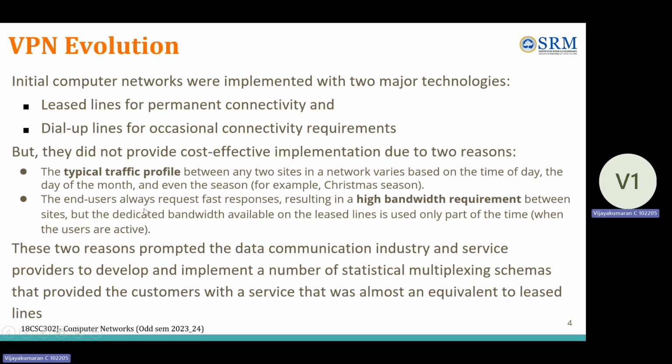Then the end user always requires fast response. Only then can we withstand in the market. So high bandwidth requirement is important, but in the leased line, the bandwidth is properly used only whenever the connection is utilized. Otherwise, the bandwidth is wasted. Due to these two reasons, the data communication industry and the internet service providers developed a new technology called the virtual private network. It is a statistical multiplexing scheme that provides customers with a service almost equivalent to leased lines, but with more security.